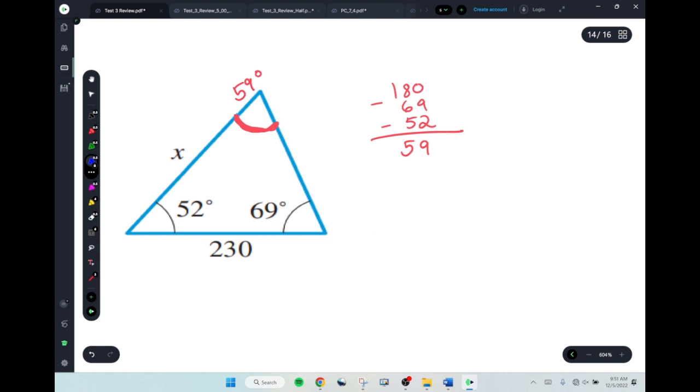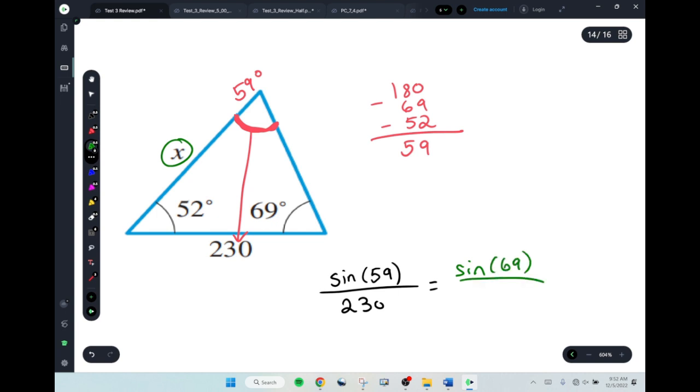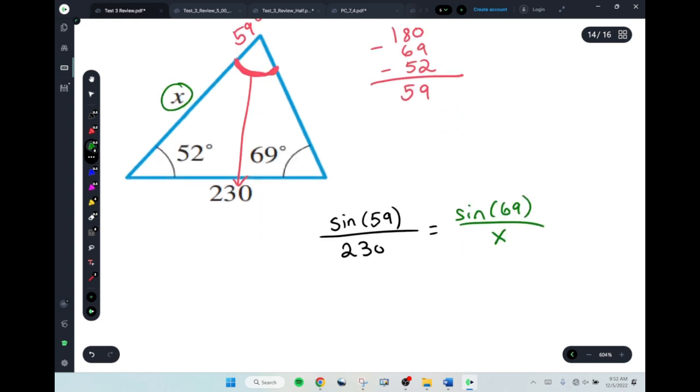And now, we don't even need the hard thing, I don't think. We can just say sine of 59, and what does that go over? Which one does 59 relate to? Perfect. 230. And what are we solving for in this specific problem? X. So we'll go sine of which of those two, over X. Oh, now I see.